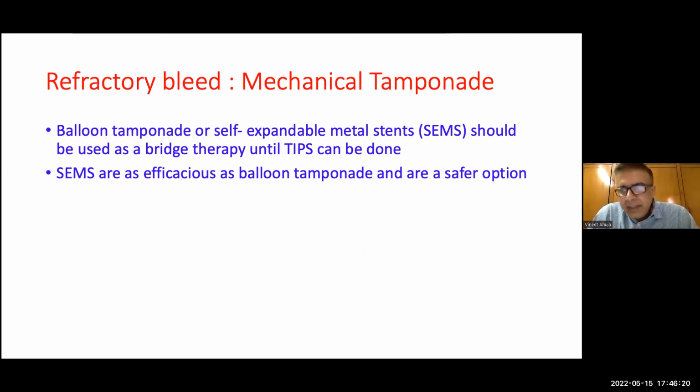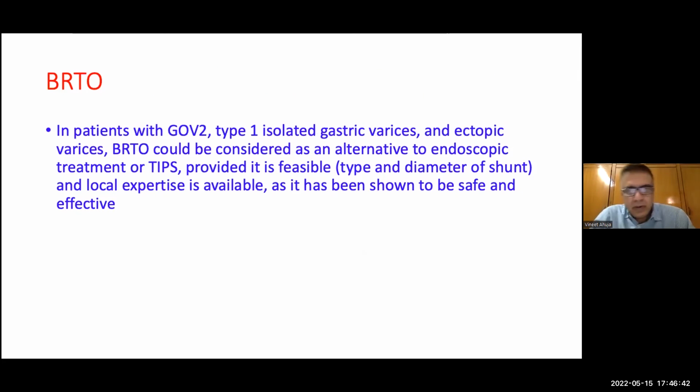Then refractory bleed, as I told you, in resource constrained areas, mechanical tamponade still remains the best choice, with the help of balloon tamponade. In tertiary hospitals, mechanical tamponade with the help of self-expandable metal stent is now being done rather than balloon because of the adverse events associated with balloon tamponade. Both are as efficacious, and SEMS is a safer option. And in patients who have refractory bleed because of gastric varices, BRTO, as I told you, balloon occlusion retrograde transvenous obliteration of the gastric veins, can be done.